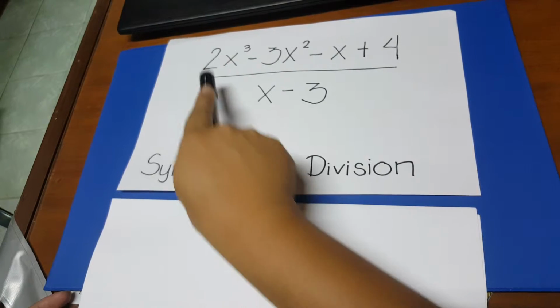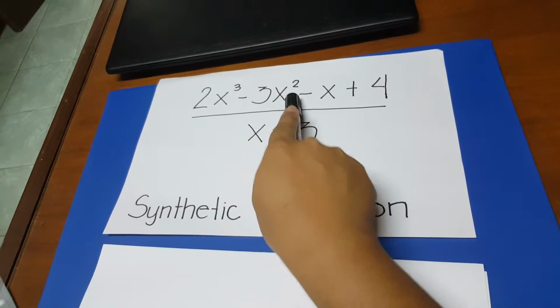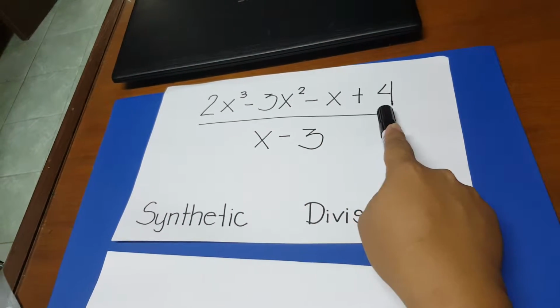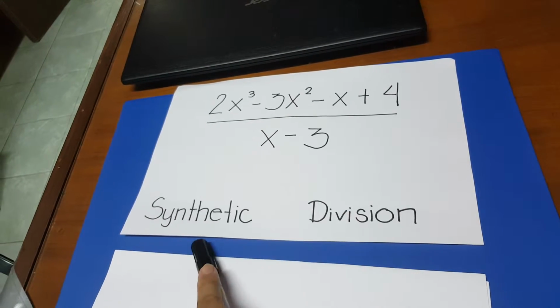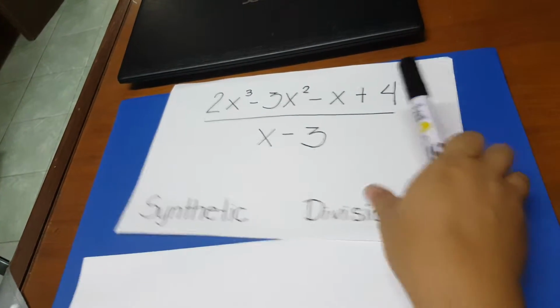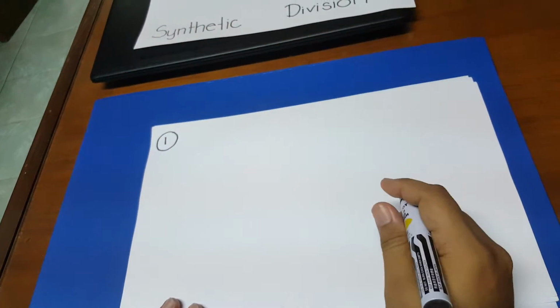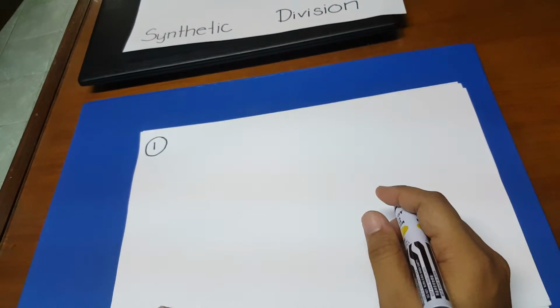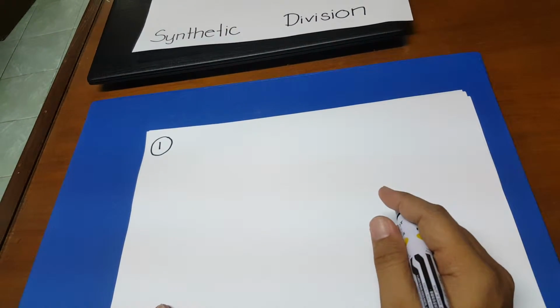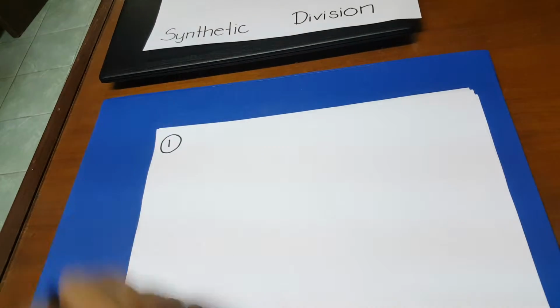Let's try to divide 2x cubed minus 3x squared minus x plus 4 by x minus 3 using synthetic division. So I'll teach you the steps. Step 1. Okay, please do remember: arrange the polynomial in descending order of powers. Take note, descending order of powers.